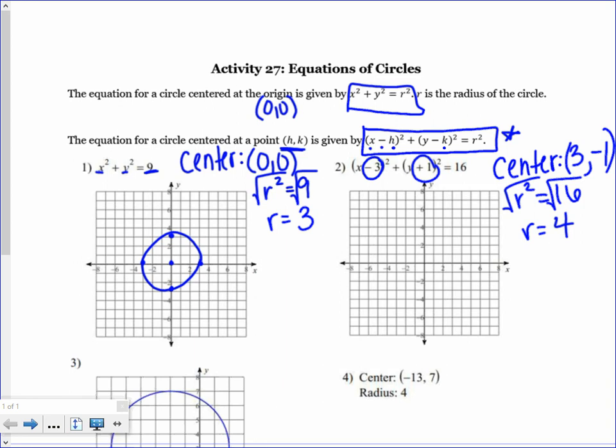So now we go graph this. We're going to go to (3, negative 1). And then you're going to go left and right 4, up and down 4. And so there are your dots. And then from there, you're just going to graph your circle. So there's your circle. On these, if you're given a graph, your circle should fit on the graph that you're given. It shouldn't go off the graph. If it does, you've probably made a mistake.